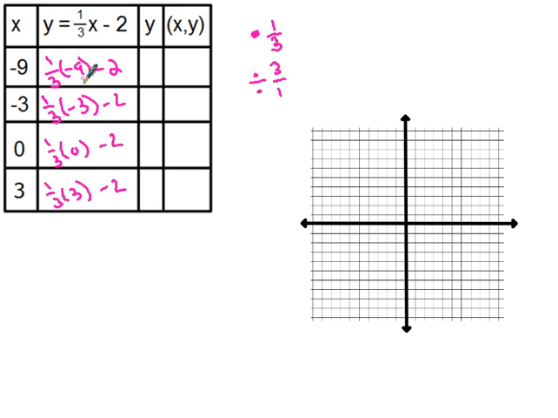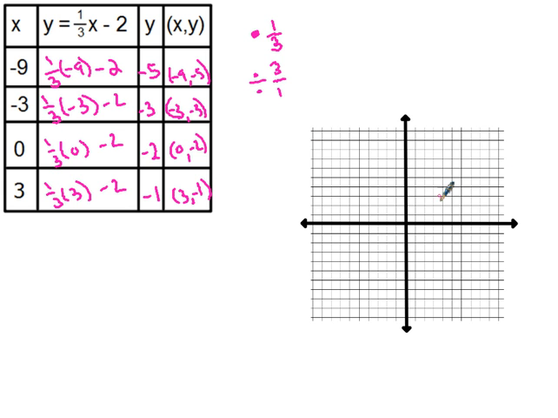So 1/3 times -9 is -3. -3 minus 2 is -5. 1/3 times -3 is -1, minus 2 is -3. 1/3 times 0 is 0, minus 2 is -2. And then 1/3 times 3 is 1, 1 minus 2 is -1. Now I can get my ordered pairs. This is going to be -9, -5; -3, -3; 0, -2; and 3, -1.